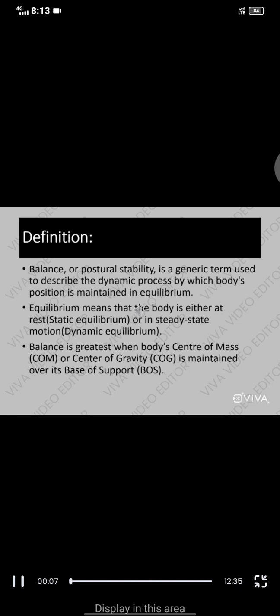Definition of a progressive balance exercise. Balance or postural stability is a generic term used to describe the dynamic process by which the body's position is maintained in equilibrium. Equilibrium means that the body is either at rest, that is static equilibrium, or in steady state motion. Balance is greatest when the body's center of mass or center of gravity is maintained over its base of support.